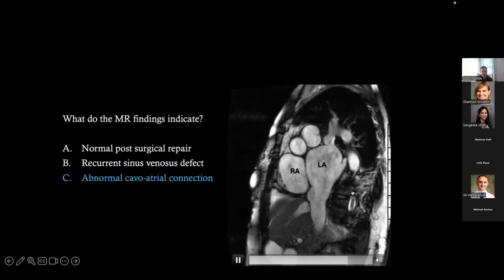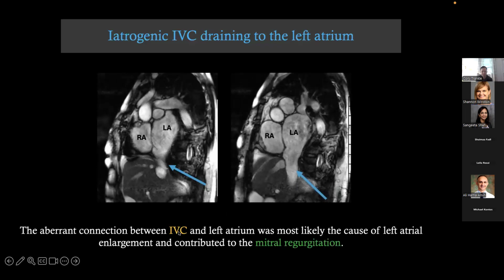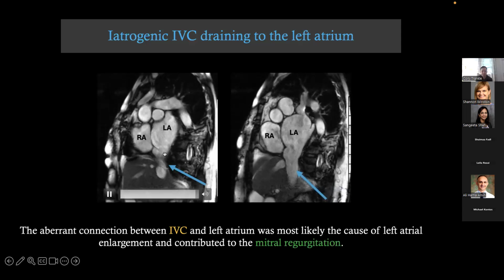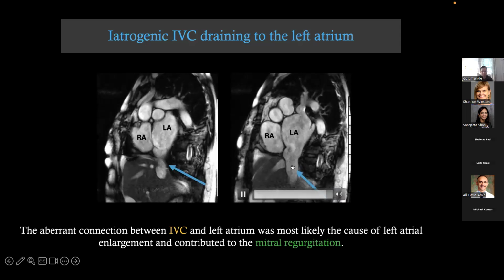left atrium. So this is considered a right to left shunt with redirection of the venous blood to the oxygenated blood. And these are the sagittal views or short axis views at the level of the atrium, showing the connection of the IVC to the left atrium. And this patient had severe dilation of the left atrium and mitral regurgitation.